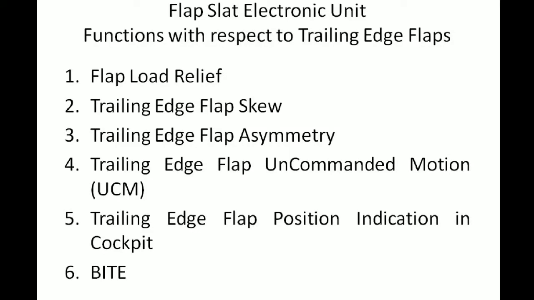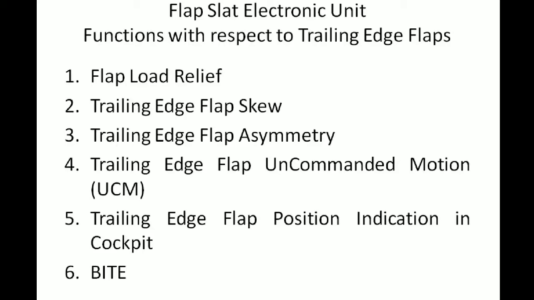Now we will see the functions of flap slat electronic unit with respect to the trailing edge flaps. First is flap load relief. This function is available only during normal operation of flaps. If the airspeed increases more than the limit for that flap position, the flaps automatically retract to the next lower flap position. This protects the flaps and structure from damage.